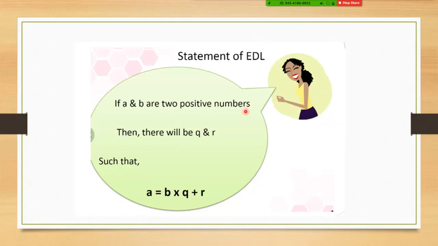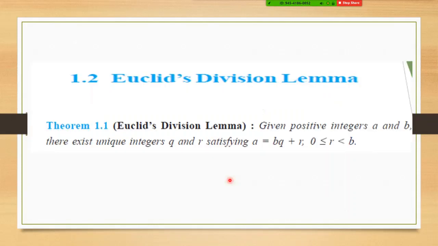That if A and B are two positive numbers, then there will be Q and R such that A is BQ plus R. This is nothing but the same as dividend is equal to divisor into quotient plus the remainder. Given positive integers A and B, there exist unique integers Q and R, quotient and the remainder, satisfying A is equal to BQ plus R. Always remember this, that R is greater than or equal to 0 and less than B.